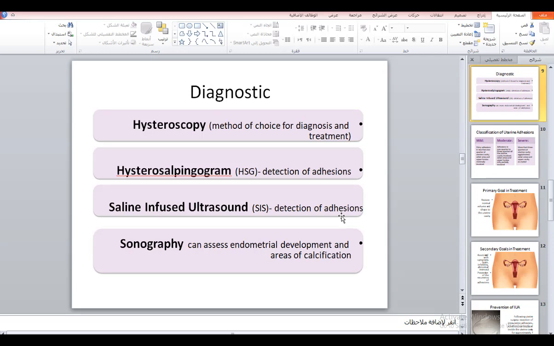Diagnosis will depend on history, clinical examination, and investigations. The first important investigation is hysteroscopy, the method of choice for diagnosis and treatment. Another is hysterosalpingography, which is widely available, for detection of adhesion. Saline infusion ultrasound is also used for detection of adhesion. Sonography can assess the endometrial development and areas of calcification.